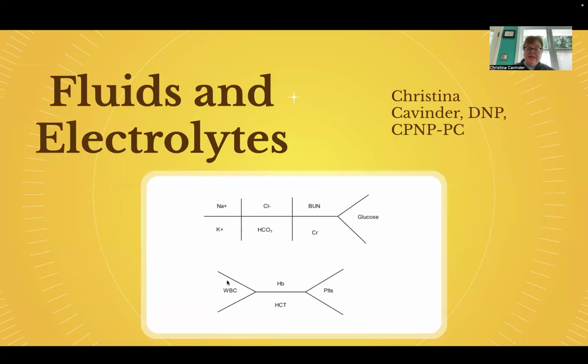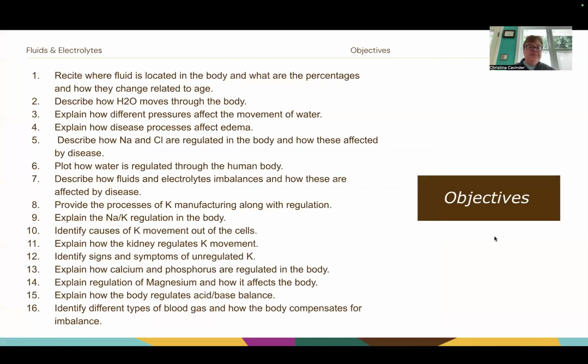This is for CBCs, white counts, hemoglobin, hematocrit, and platelets. It's a little easier to figure out, to me, because hemoglobin, of course, is 1/3 of hematocrit, and that's why it's over like this. But that's a different lecture, a different day. So we're just focused on the fluids and electrolytes.